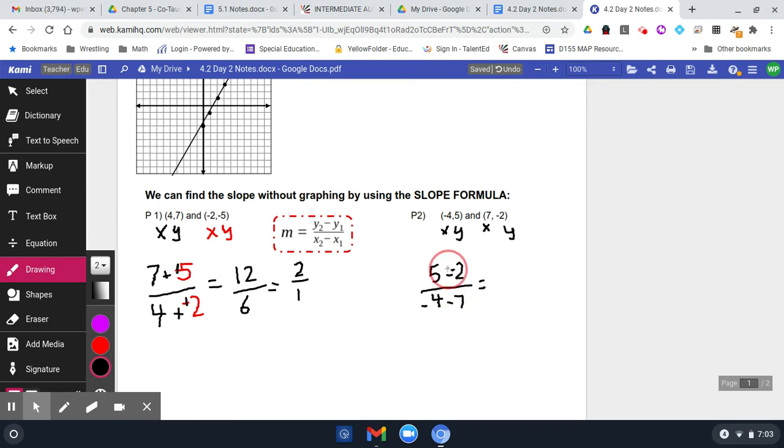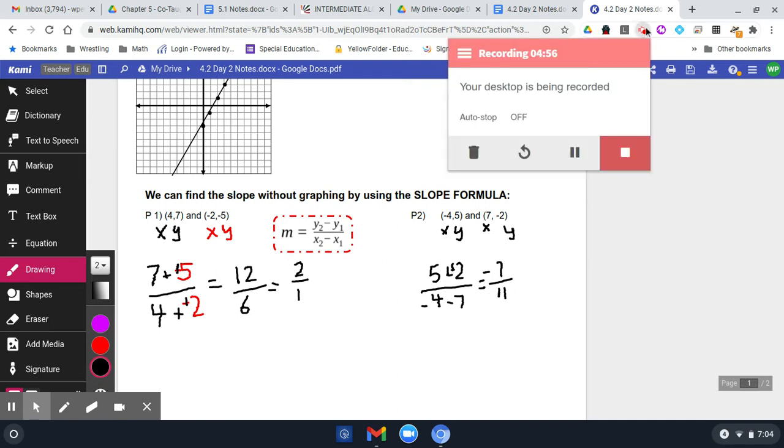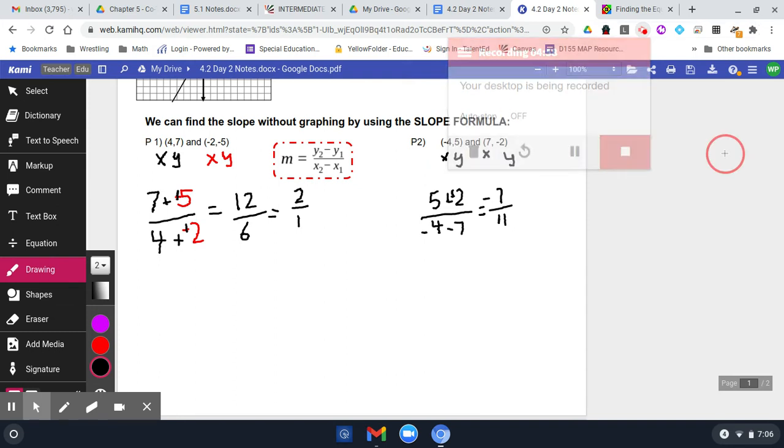So we got 5 plus 2, 5, 6, 7. And then -4 minus 7. So that's a bigger negative number. So that's -11. So this is going to have a negative slope of -7 over 11. Okay. We just like to attach the negative with the top number. It doesn't matter which one's negative because the whole line is negative. So I always like whenever I get a negative to put it with the top number. All right.